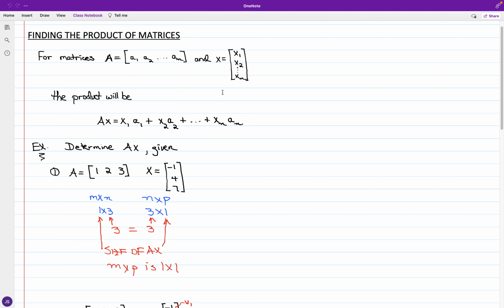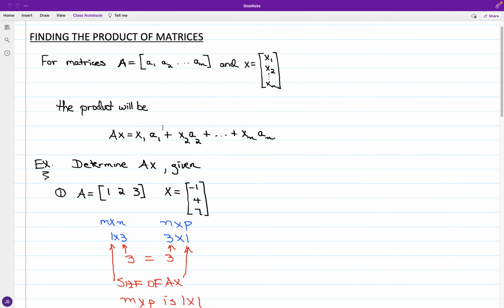Once we take the product of these matrices, the product A times X is equal to a of 1 times x of 1, plus x of 2 times a of 2, all the way out to x of n times a of n. And the number n will be the same for both A and X.